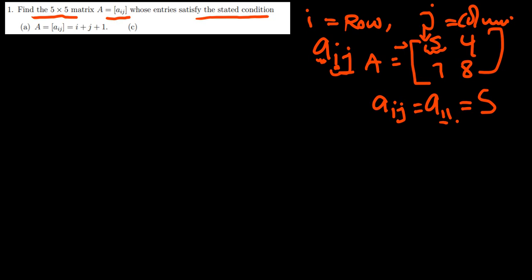All right, so we want to construct a 5 by 5 matrix. What does that mean? It means this is a square matrix that has 5 rows and 5 columns. So we are going to say matrix A equals, and we write it down here. The first row is A11, A12, A13, A14, then A15, because it is a 5 by 5 matrix.